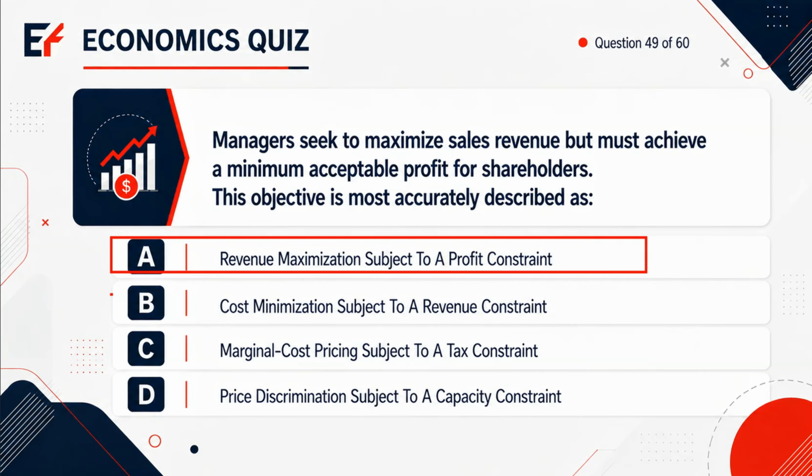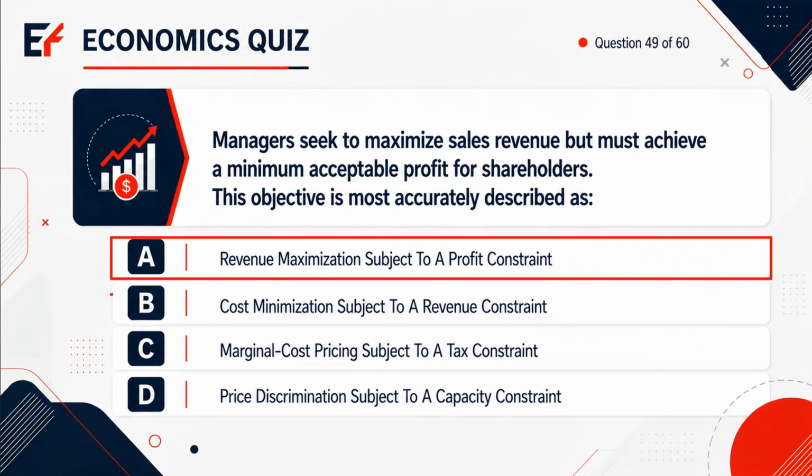Let's define the objective. Revenue maximization subject to a profit constraint means managers aim to achieve the highest possible sales revenue while still meeting a minimum required profit level. The profit requirement limits how far the firm can pursue additional revenue if doing so would reduce profit below the acceptable threshold. Option B is incorrect because the main objective is increasing revenue rather than minimizing cost.